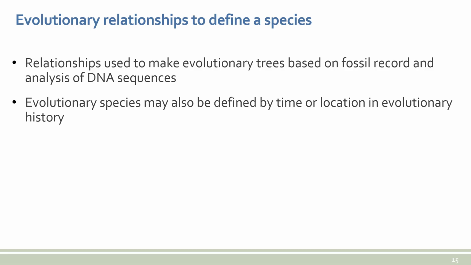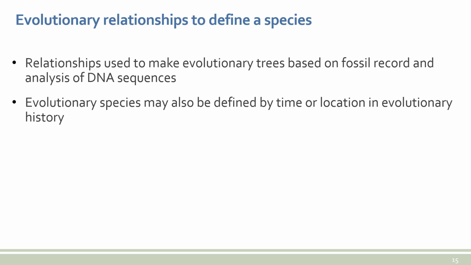The other way we can use the evolutionary species concept is to define by time or location. And the assumption here is that if two groups or two organisms that you see in the fossil record are separated by a very long scale of time or a very long distance, they were very likely to be different species.